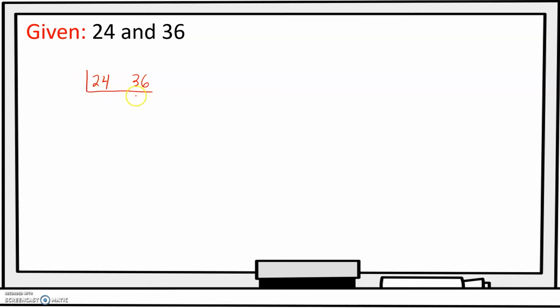Since 24 and 36 are both even numbers, we can start with 2. 24 divided by 2 is 12 and 36 divided by 2 is 18. We will continue dividing until we get numbers that are relatively prime. When you say relatively prime, it means that the numbers have no other common factors aside from 1. So let's continue dividing.